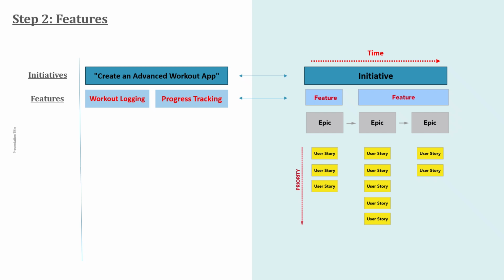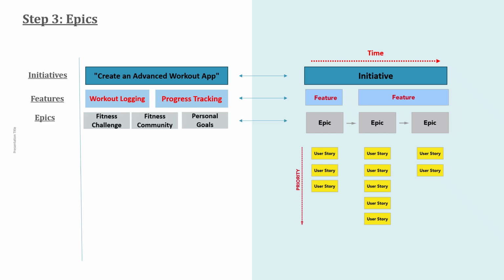Step 2, features. Features are the individual pieces of functionality that make our app great. Think of them as the various exercises in our workout routine. For our advanced workout app, features could include workout logging and progress tracking.